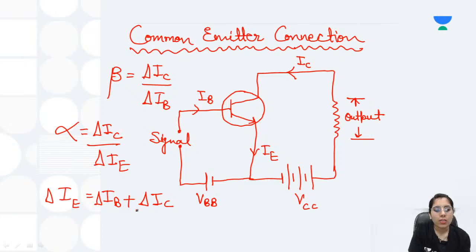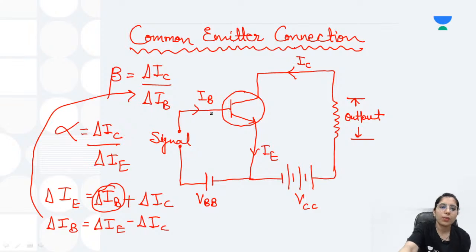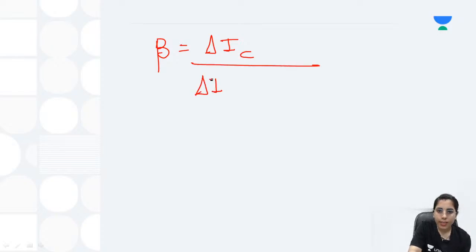What you need to do next? The next thing you can consider here is delta IB is equal to delta IE minus delta IC. Just find the delta IB value from here. What will be the delta IB value? That will be delta IE minus delta IC. Clear? Just put this value in place of delta IB. If you put it there, what will be the beta value you have? That's going to be delta IC upon delta IE minus delta IC. That's how you can write it.